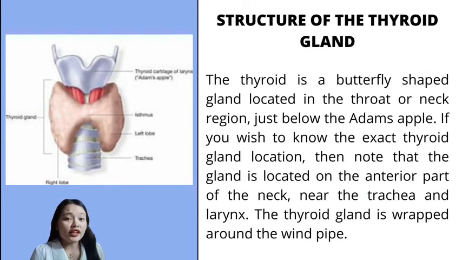So what is the structure of the thyroid gland? The thyroid is a butterfly-shaped gland located in the throat or neck region, just below the Adam's apple. If you wish to know the exact thyroid gland location, then note that the gland is located on the anterior part of the neck, near the trachea and larynx. So the thyroid gland is wrapped around the windpipe.